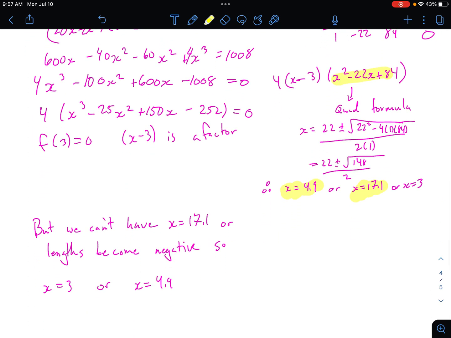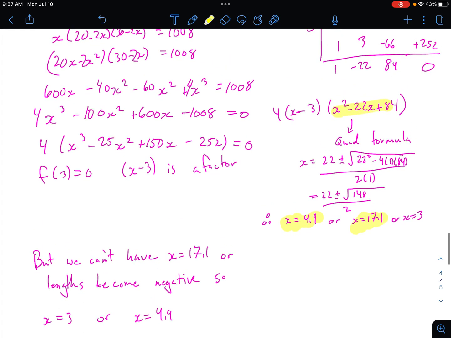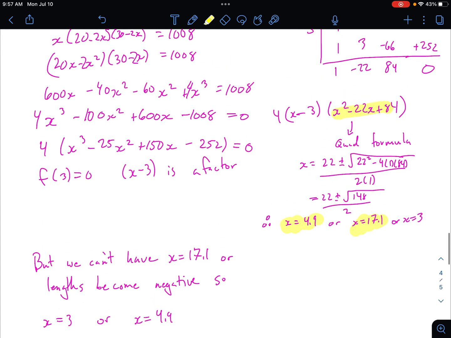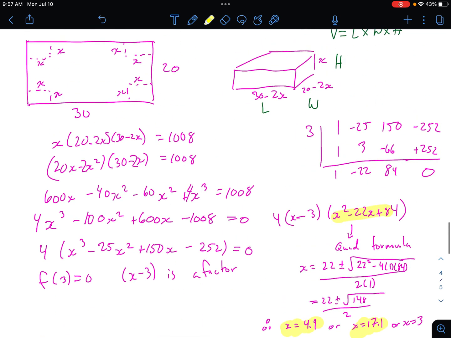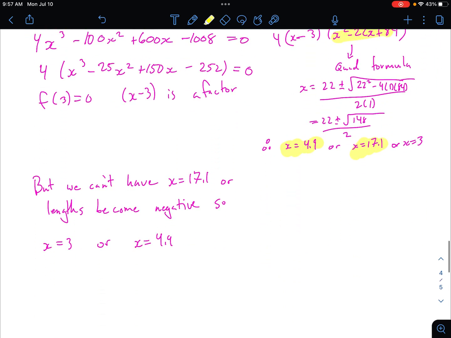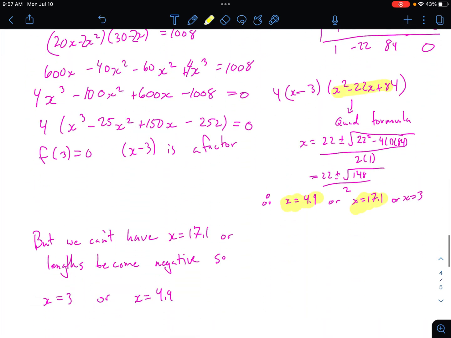And then the only trick here is that if you plug in 17.1, well, 2 times 17.1 is 34.2. That's going to give me a negative width. So that cannot happen. Same thing with length. So 17.1 cannot work because there are multiple pieces that become negative, so the only two answers are that x has got to be 3 centimeters or 4.9 centimeters, where that's the cutout part.